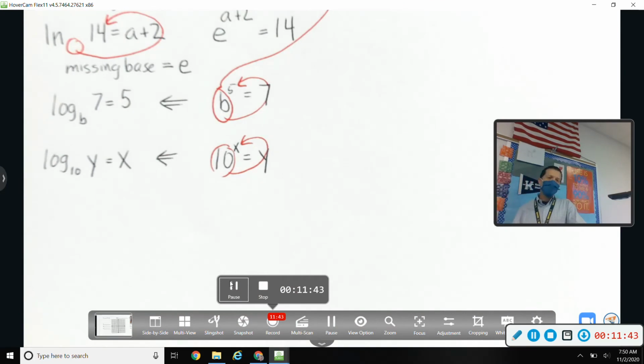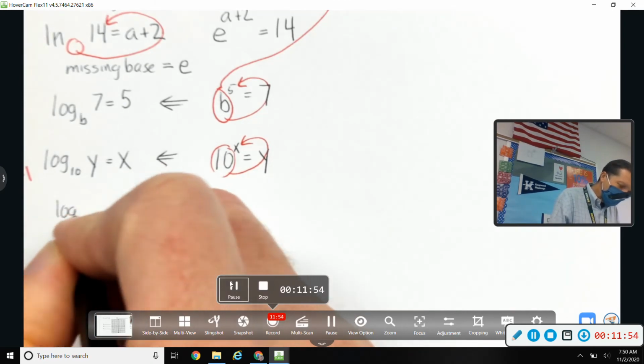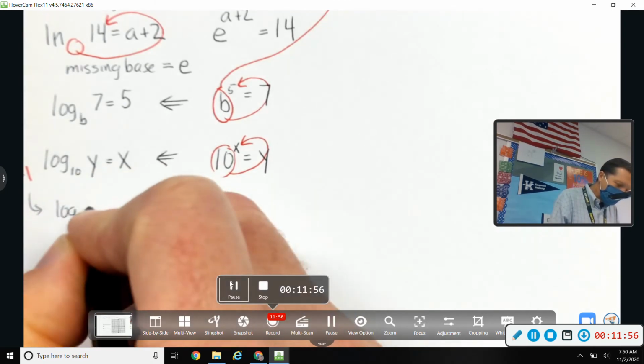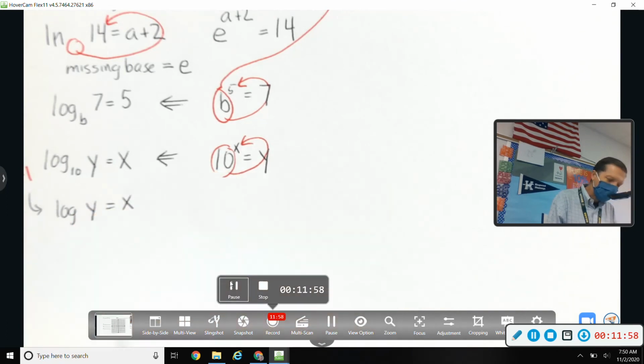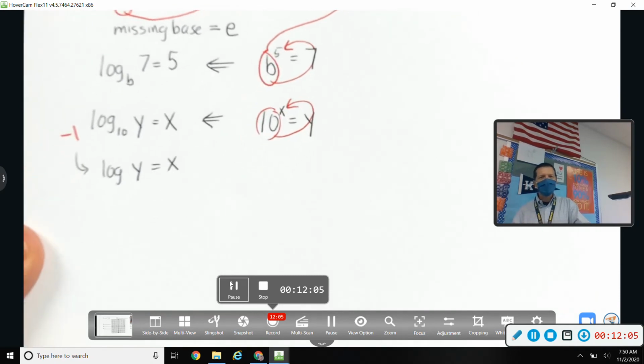That is a great question. Are we supposed to write the 10? If you write the 10, I'm going to take off a point because you don't need to write the 10. It's not really wrong, it's just preference. So we'd rather write it as just log of y equals x. So some of you did that, others of you were like, wait a minute, there's something with the 10 going on there.